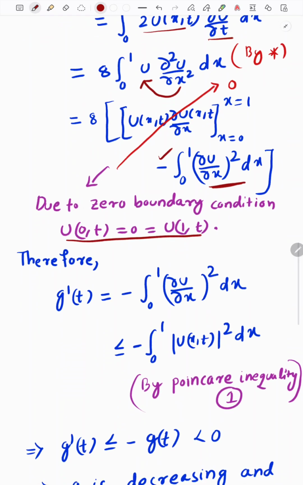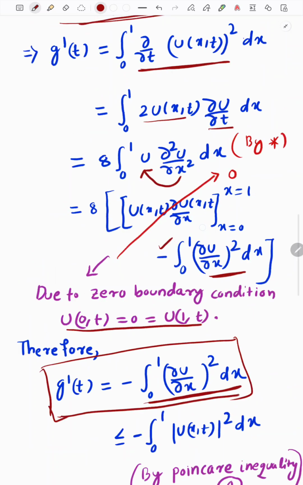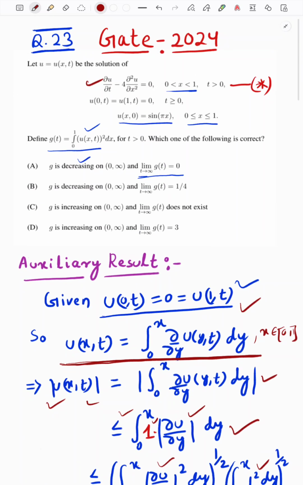Okay, so after simplification it turns out that g dash t is equal to this one, and this says that this quantity is a whole square quantity, so it is a non-negative quantity. So this implies that g dash t is less than or equal to 0. This implies that g is a decreasing function. G is a what function? Decreasing function. So from this calculation we conclude that g is decreasing. So options A and B might be true, but we have not verified these limits. But g is increasing, this is false, and g is increasing in option D, this is also false.